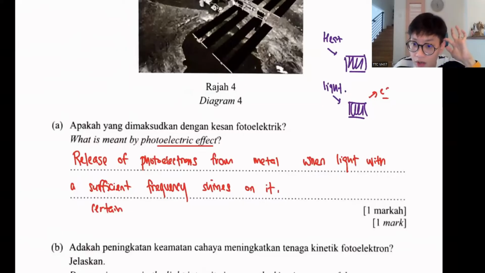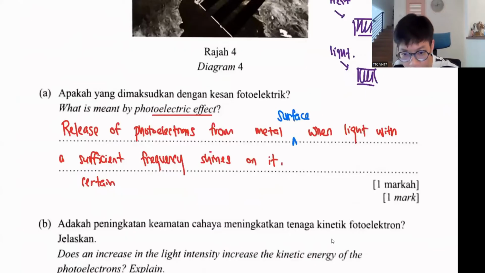If you don't say the right part, it's wrong. Because what causes the photoelectron? The answer here is, people always don't say metal surface. It's always metal surface. Metal surface. Alright, can. Okay, not bad. Okay, guys.